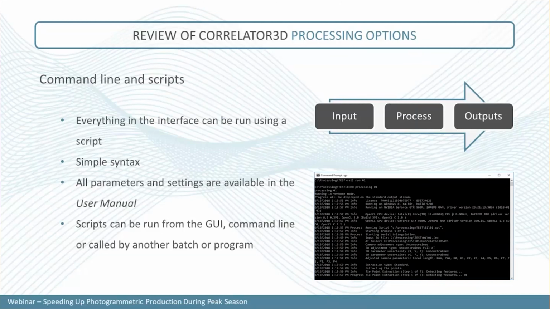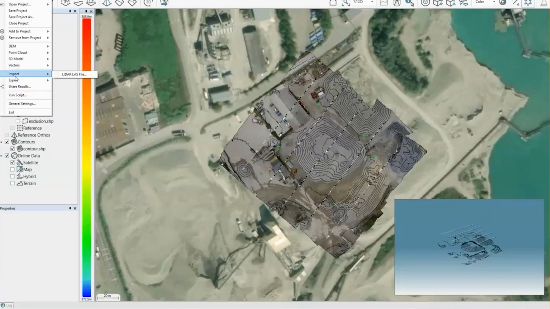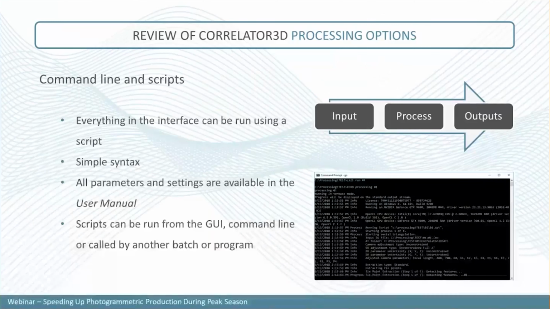If you want to run the script from the GUI interface, you can go into File and then Run Script, select the location of your script, and run it directly from the GUI. However, if you want to run Correlator 3D from the command prompt, you can call Correlator 3D with the path of your script and run the process without launching the graphical user interface.